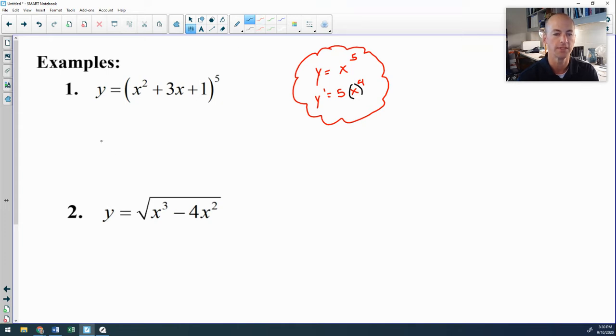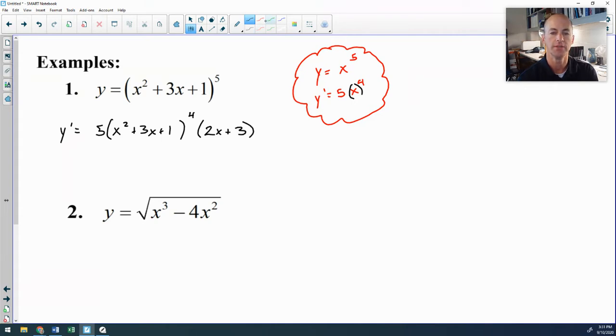So when I do this derivative for number 1, I'm going to start by completely ignoring the x squared plus 3x plus 1. And I'm going to do the outside derivative. I'll bring the 5 down, raise it to the fourth power. So just like 5x to the fourth, only instead of an x, we have x squared plus 3x plus 1. Then we finish by multiplying by the derivative of that inside part. So the derivative of x squared plus 3x plus 1 is 2x plus 3.